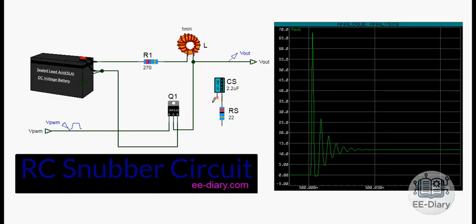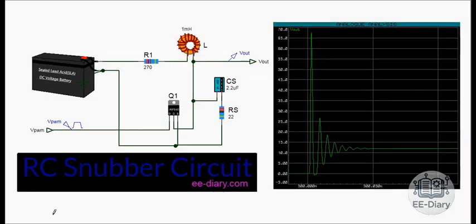To mitigate these spikes, we add a snubber circuit with a resistor RS and capacitor CS across the MOSFET's drain and source terminals. This circuit provides a path for the inductor's energy to dissipate, limiting the voltage spikes.